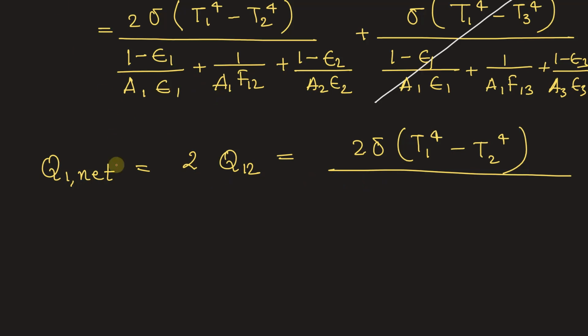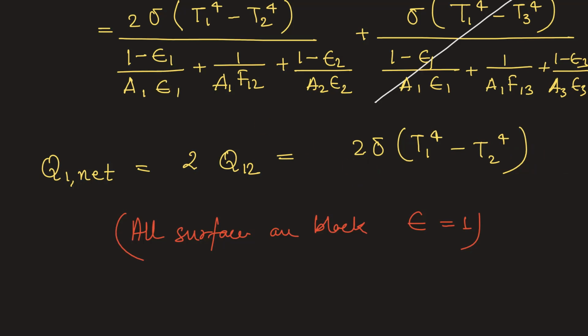Now also in the problem it is given all surfaces are black. Therefore epsilon will be equal to 1 for all surfaces. Therefore the first term and the third term will be equal to 0. So we have only the second term, and that we can write here as A1 F12.